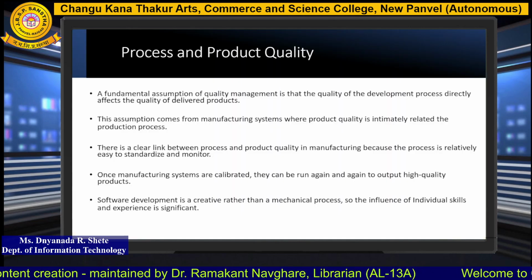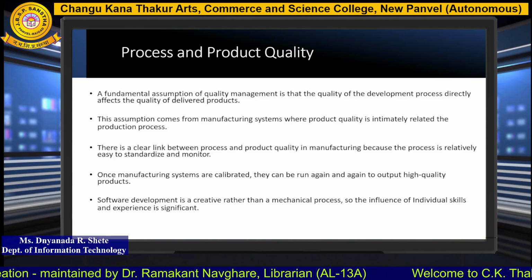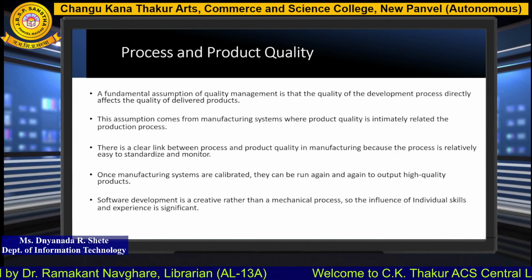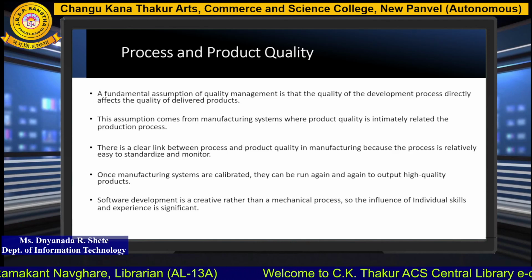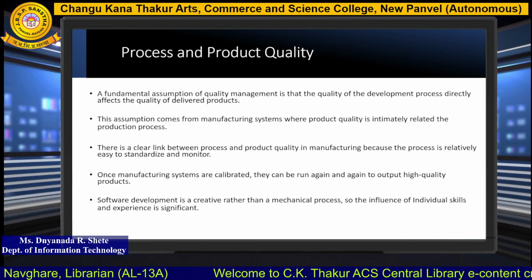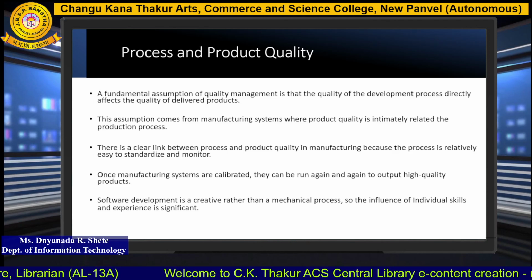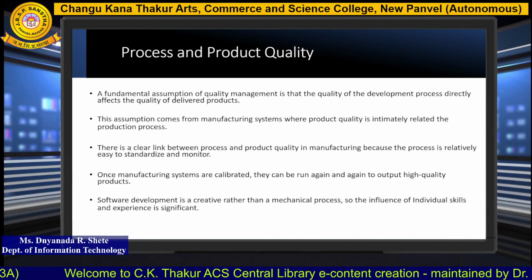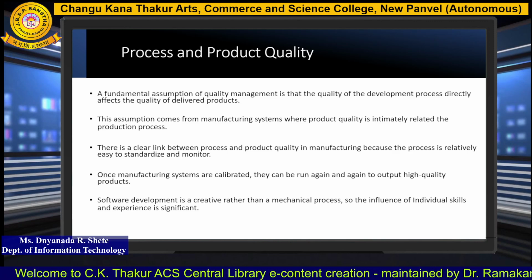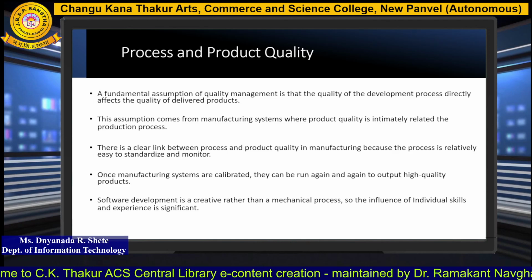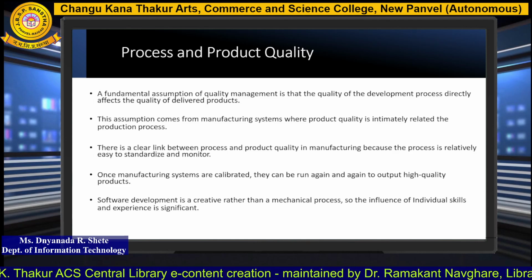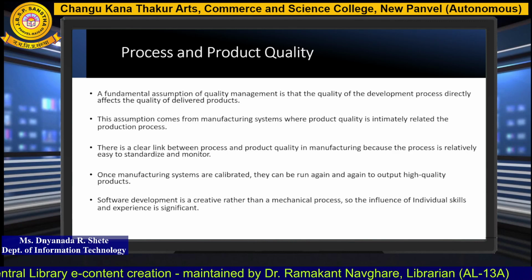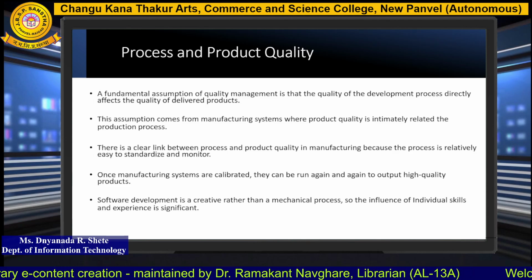So what do process and product quality mean? The fundamental assumption of quality management is that the quality of the development process directly affects the quality of the delivered product. This assumption comes from manufacturing systems, where product quality is directly related to the production process. There is a clear link between process and product quality in manufacturing because the process is relatively easy to standardize and monitor.